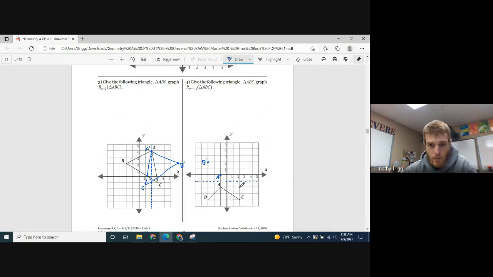C prime is also 3 away from the reflection line. So you go 3 away in the opposite direction. Connect the 3 points to create the image. And now you have triangle A prime, B prime, C prime. And you might notice that, yes, these two triangles are congruent to each other.